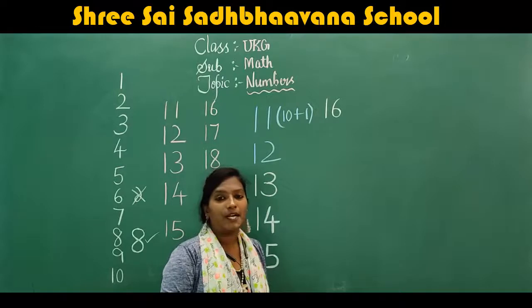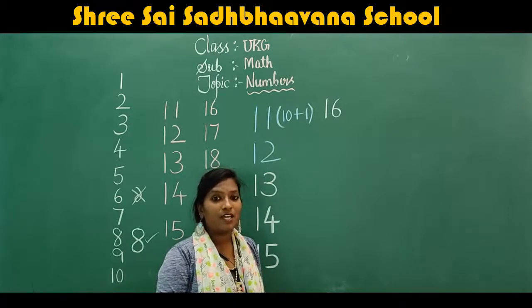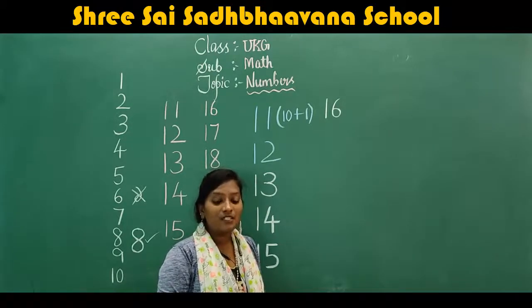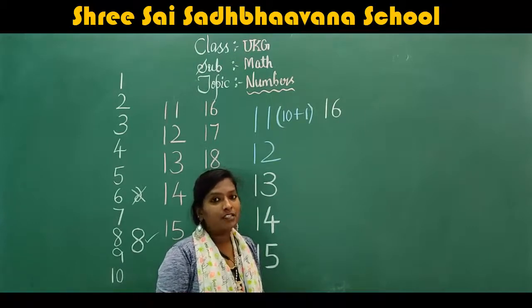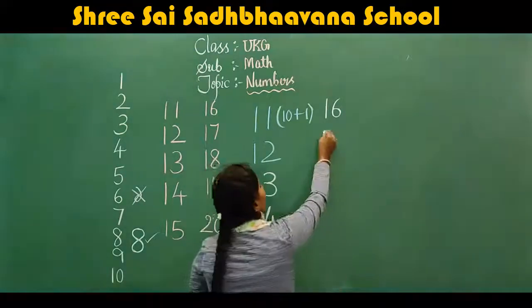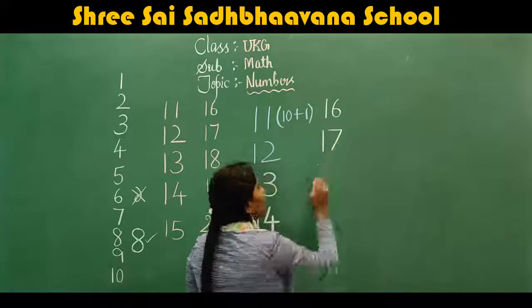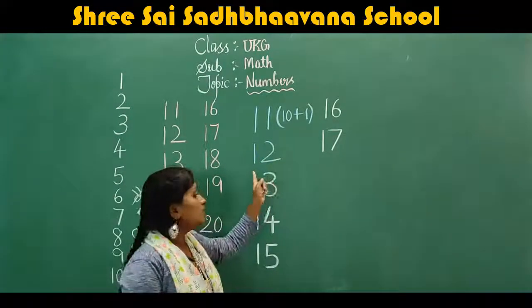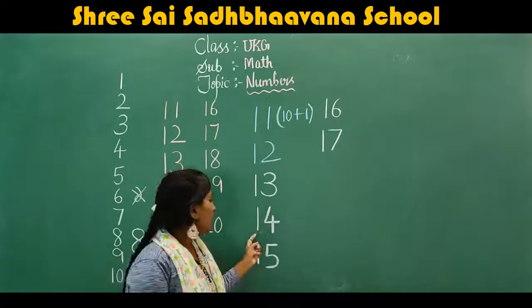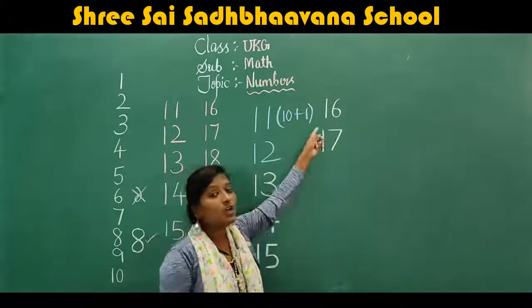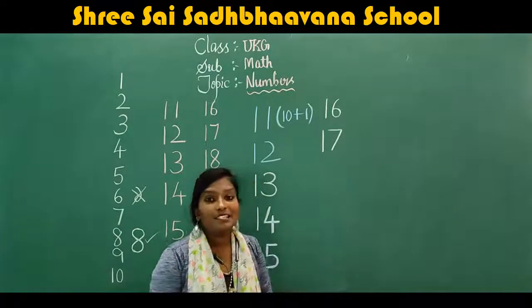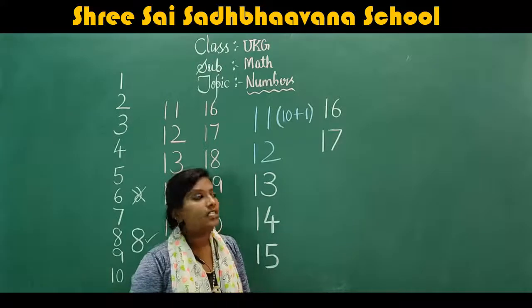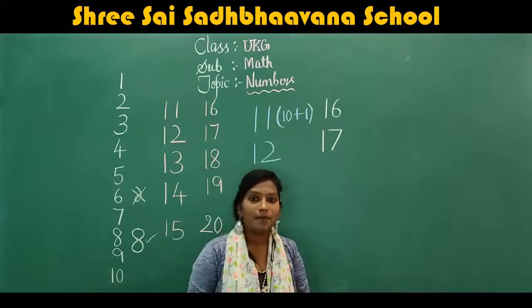After 16, which number will come? Yes, number 17. It is very easy to write. Right, children, even you know how to write number 17. 1, 7, 17. 1, 1, 11. 1, 2, 12. 1, 3, 13. 1, 4, 14. 1, 5, 15. 1, 6, 16. 1, 7, 17.